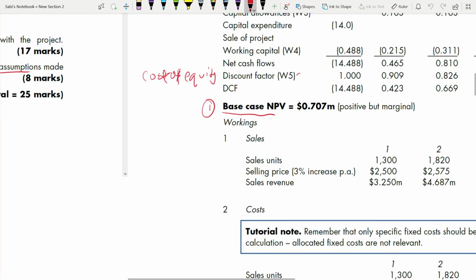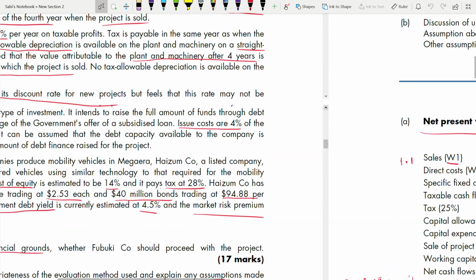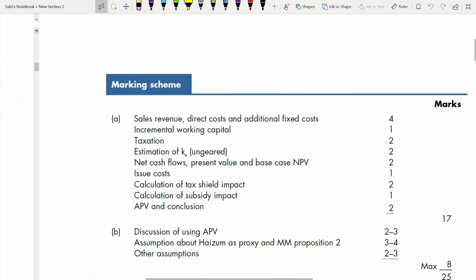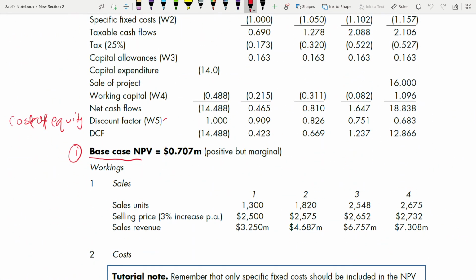1300. Okay, let's see the sales unit, how much it was. For this question, I have to keep referring back because I don't remember all the figures. So it is told in point number 2: it is expected that first year 1300 units. Unit sales will go up by 40% for the next 2 years and then 5%. So that means 1300 multiplied by 1.4. You increase it by 40%, you will get 1820. Again, increase this further by 40%, you will get 2548. Now increase it by only 5%, 2675.4, but you can forget about that 0.4 and round it to a whole number, or you can use the exact number also, but it is easier to work when you round up to the whole figure.